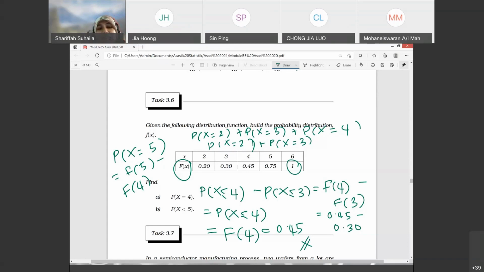If you want to find less than 5, does not include 5. So that means 2, 3, 4. So probability x less than equals to 4. So the same thing, capital F4. Okay, lagi apa lagi?